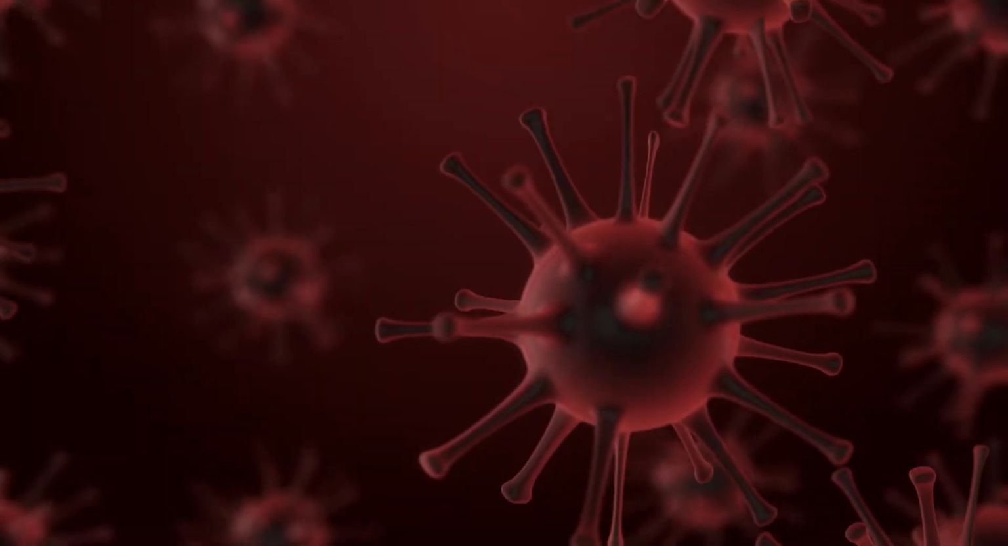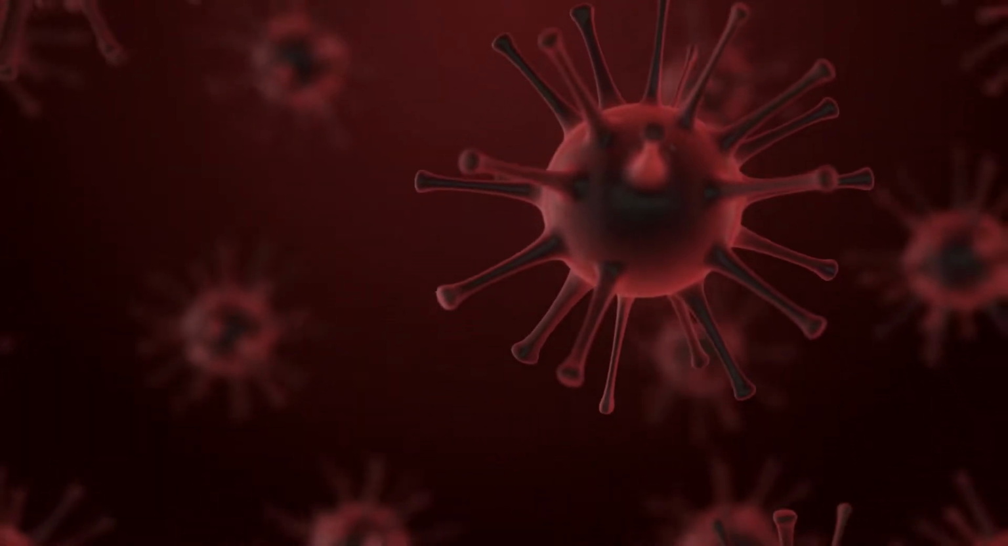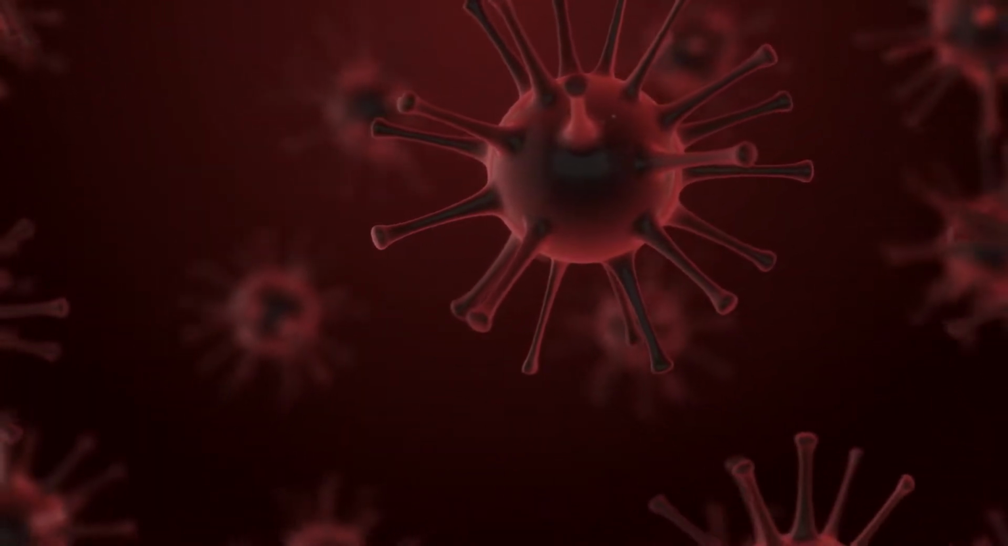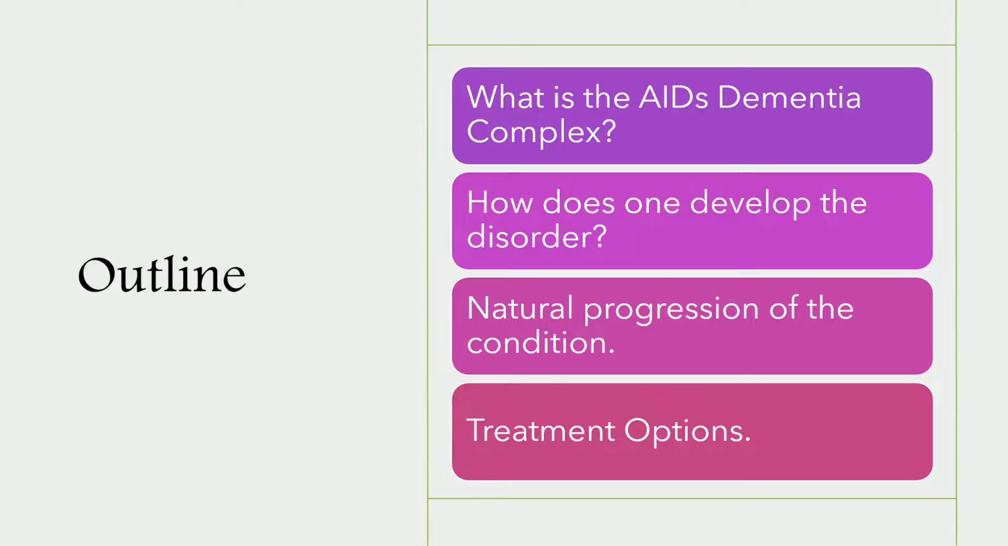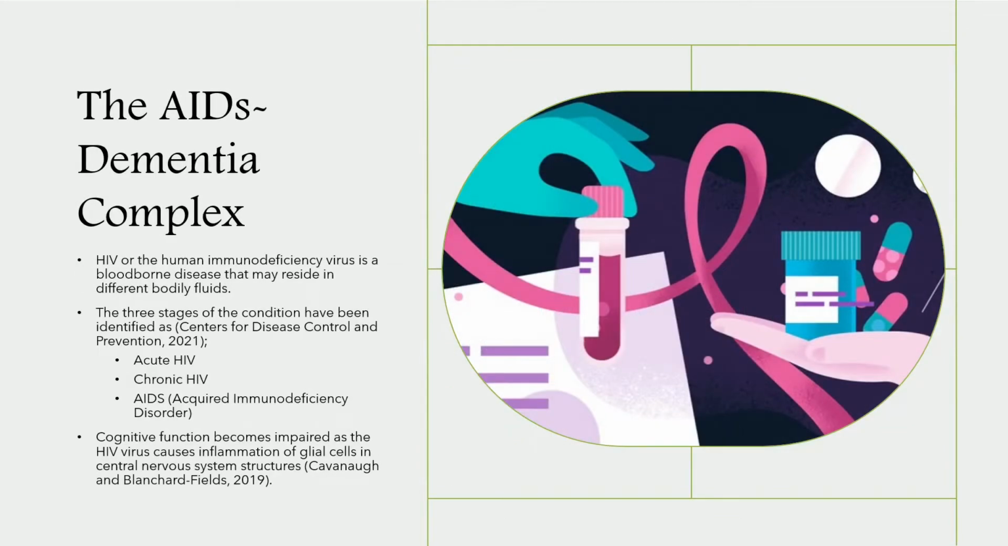Acquired immunodeficiency disorder and dementia appear to be two distinct disorders. However, the reality is that the former greatly affects the latter. In this slideshow, we will go over what exactly this relationship is, how it develops, its progression, and the treatment options for those affected. One must contract HIV for it to later develop into AIDS.